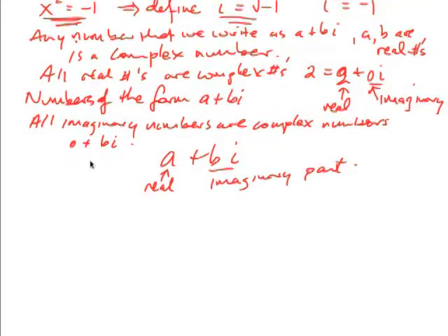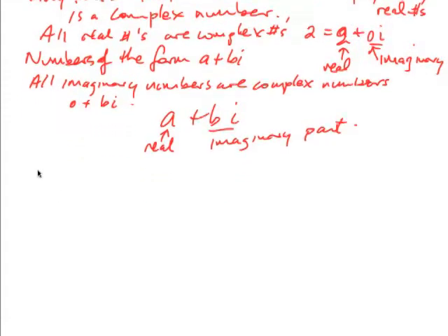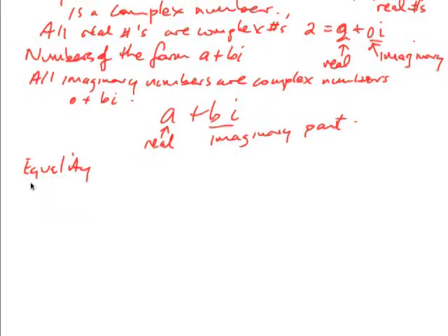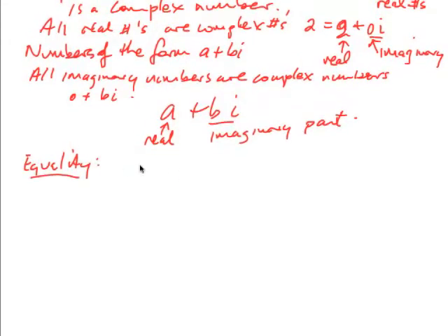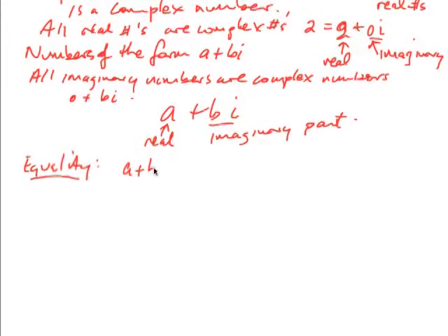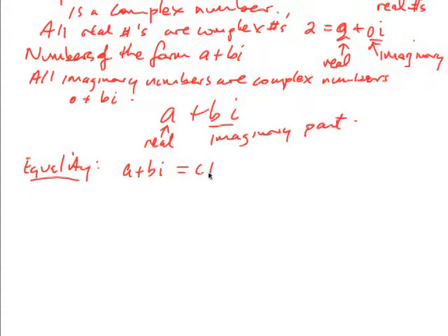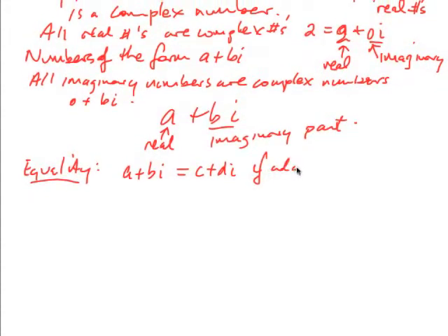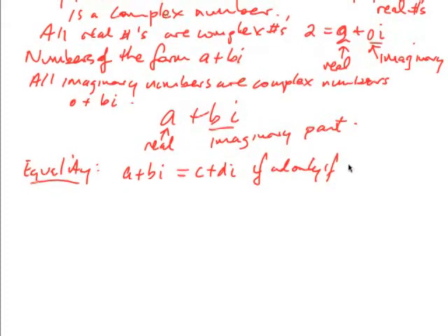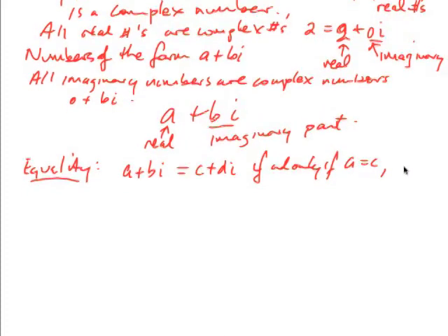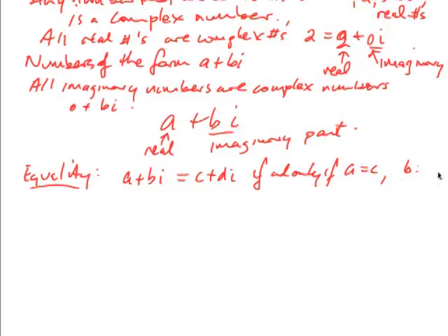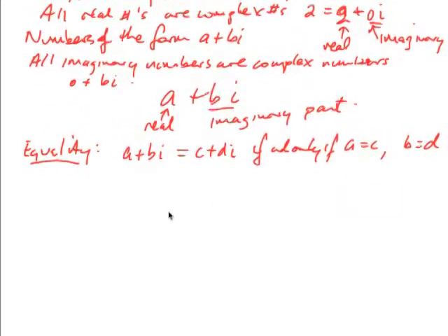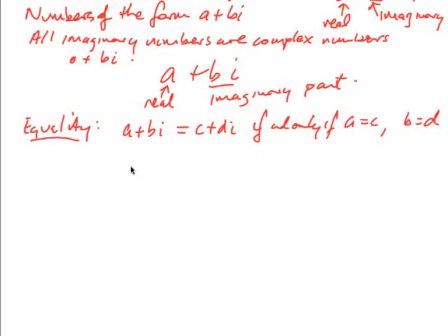Now the first thing we have to work with is, what do we mean by equality for complex numbers? Well, we have that a plus bi is equal to c plus di, two complex numbers, if and only if a is equal to c and b is equal to d. In other words, the real parts are equal and the imaginary parts are equal.